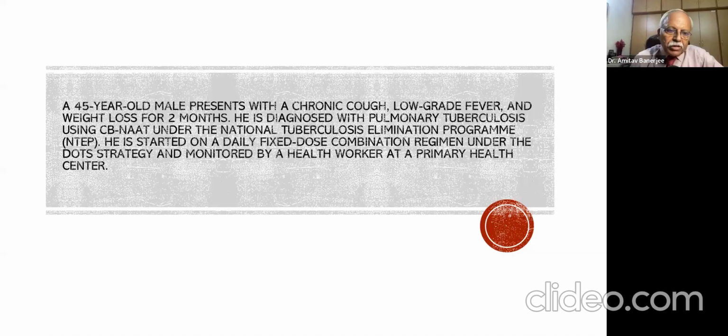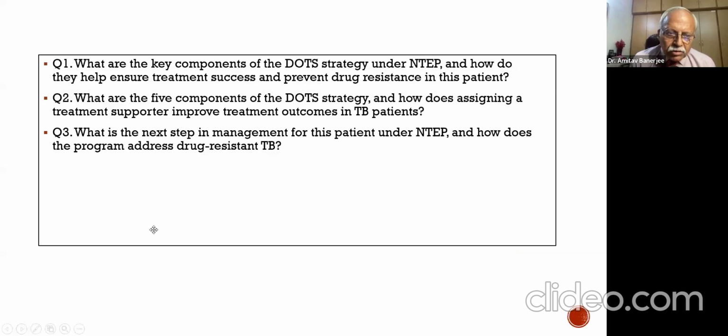Yeah, this is perfectly what we had discussed. A 45-year-old male patient had typical symptoms of tuberculosis and was diagnosed with pulmonary tuberculosis using CB-NAAT under the National Tuberculosis Elimination Program. He was started on a daily fixed-dose regimen under the DOT strategy and monitored. So far, so good. 80% or 90% of the time, the patient will have a good prognosis.